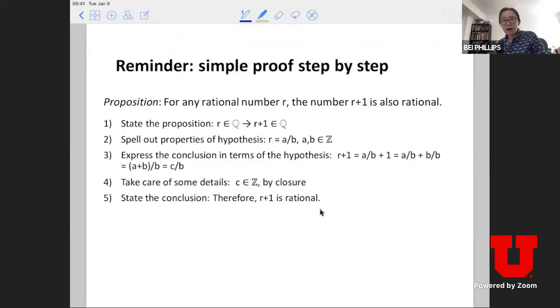All right, so if there's no more question, I want to do one more problem for proofs. And then there's tons of more problems later I want you to practice with anyway. So here is a simple proof, step by step. We're just going to review it. The proposition is to try to show that for any rational number, I'm going to use the symbol Q, any rational number R, the number R plus 1 is rational.